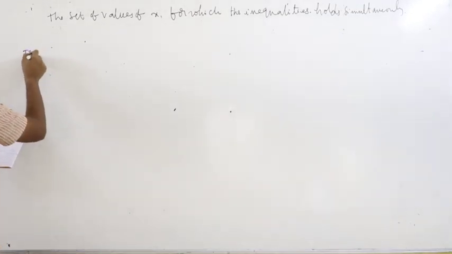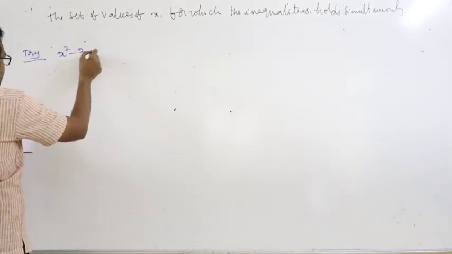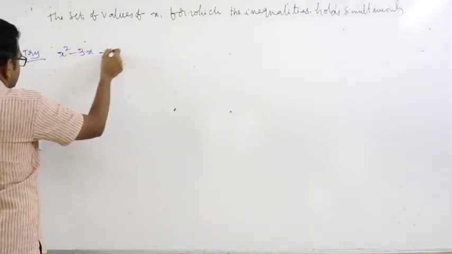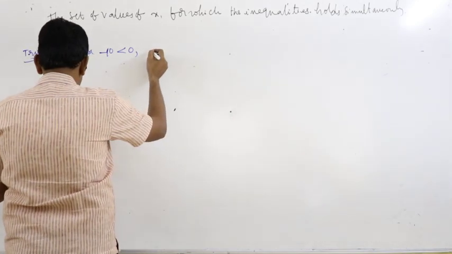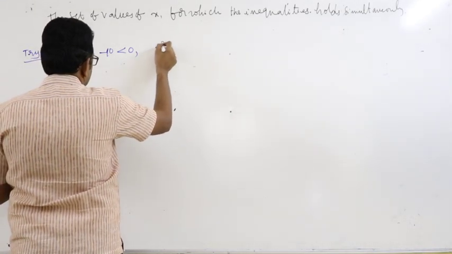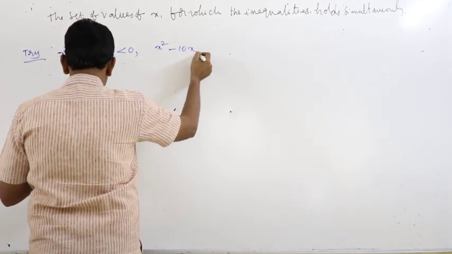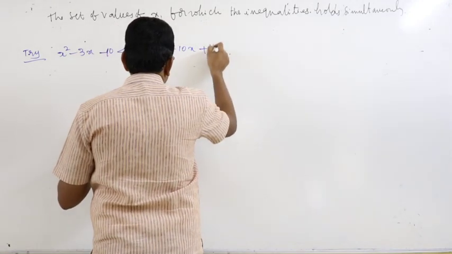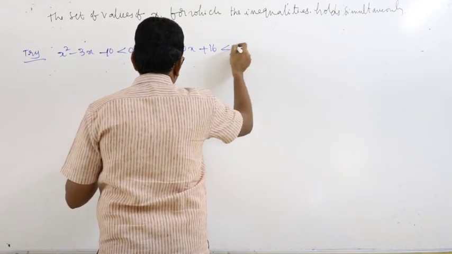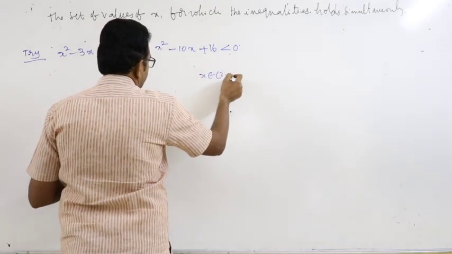And you try these problems. x square minus 3x minus 10 is less than 0, and x square minus 10x plus 16 is less than 0. Answer: x belongs to (2, 5). This is the answer.